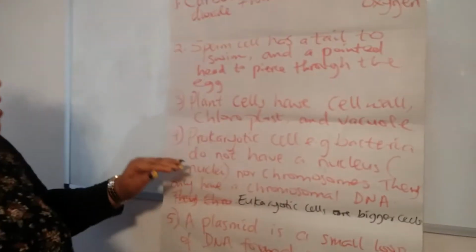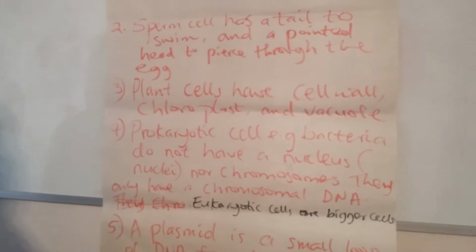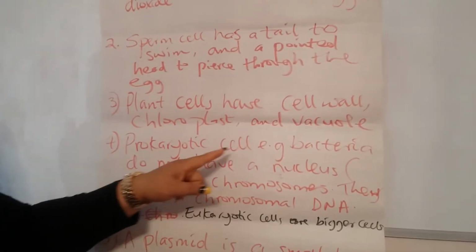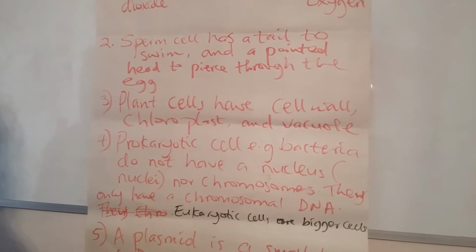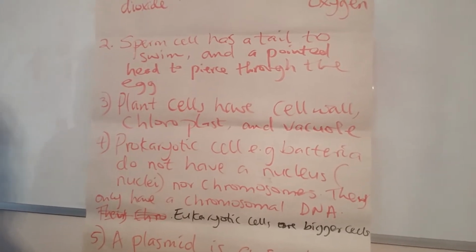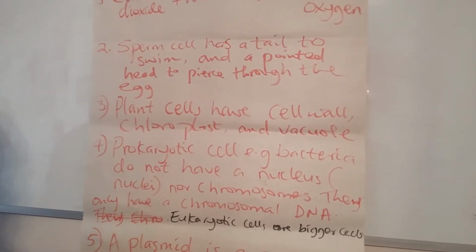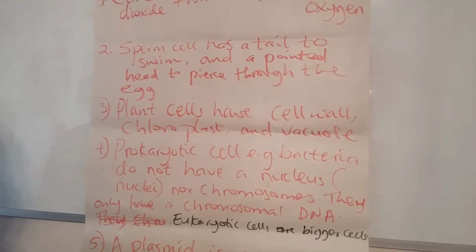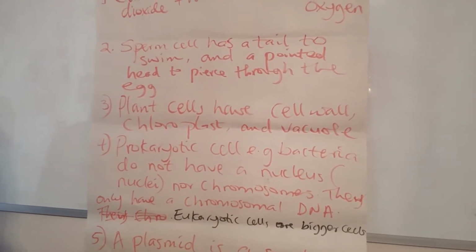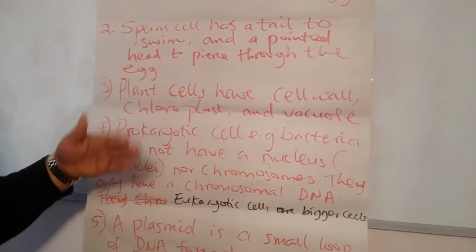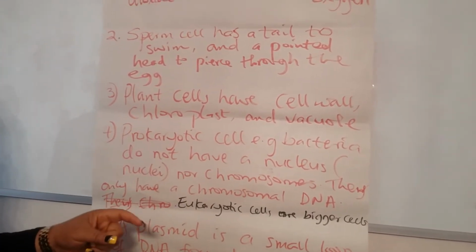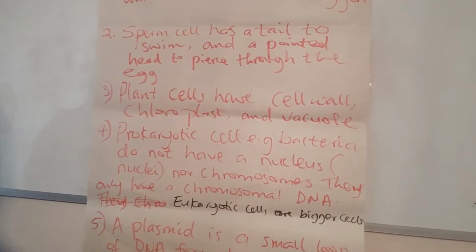Now, the fourth one is how are prokaryotic cells different from eukaryotic cells? Prokaryotic cells, for example bacteria, do not have a nucleus, or nuclei for more than one, nor do they have chromosomes. They only have chromosomal DNA. And eukaryotic cells have all of these. They are large cells like the plant cell and the animal cell. That means bacterial cells are much smaller as well.